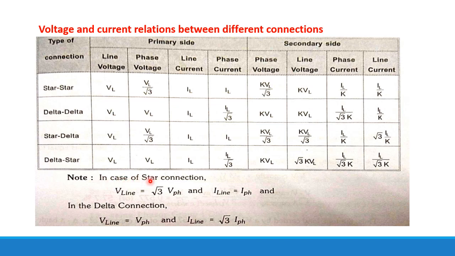Finally, in case of star connection, the line voltage is equal to root 3 into phase voltage and line current is equal to phase current. In delta connection, line voltage is equal to phase voltage and the line current is equal to root 3 into phase current.